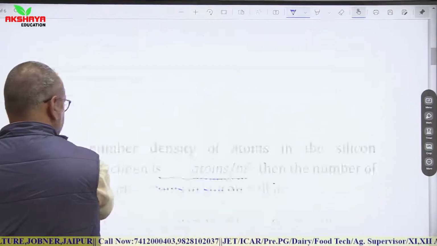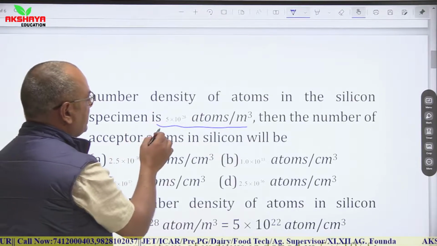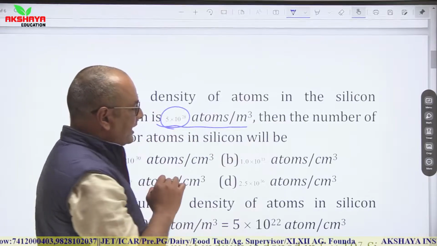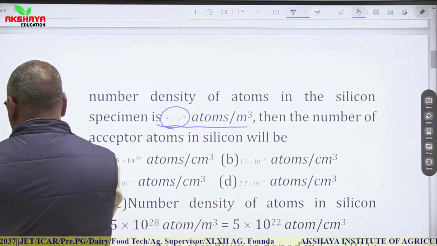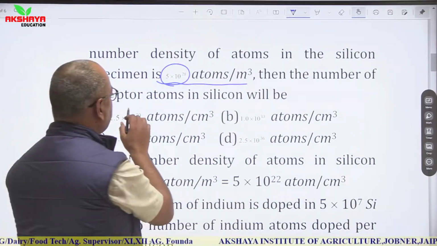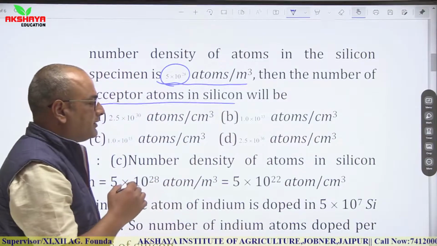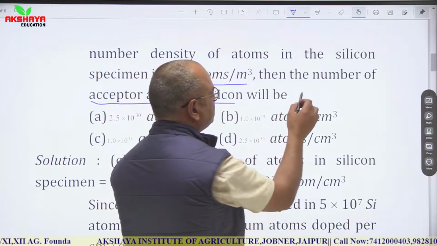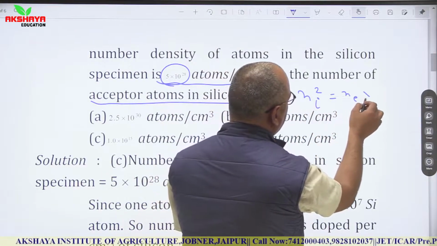The number density of atoms in the silicon specimen is 5 into 10 to the power 28 atoms per meter cube. Then the number of acceptor atoms in silicon will be found using the same concept. So here again we will use the relation Ni square is equal to Ne into Nh.